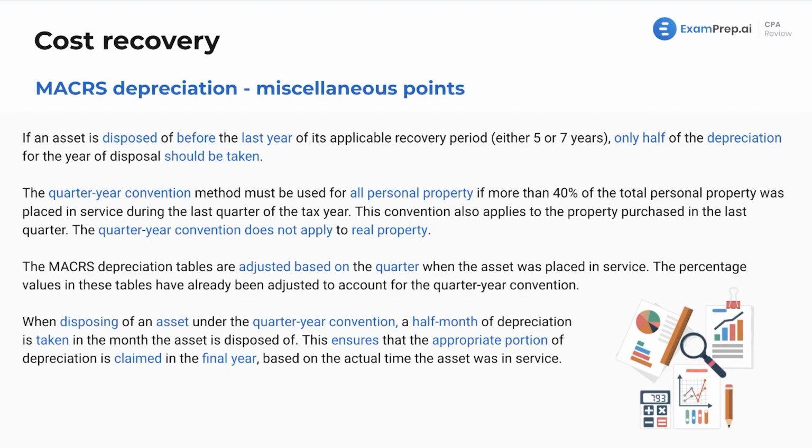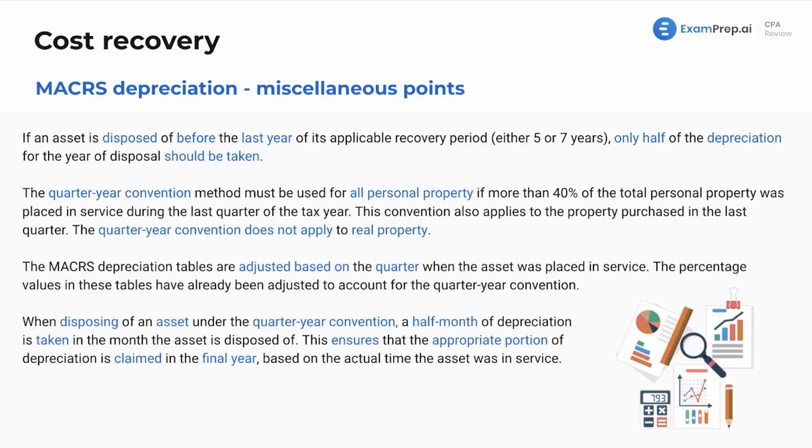Now, the quarter-year convention method must be used for all personal property if more than 40% of the total personal property was placed in service during the last quarter of the tax year. This convention also applies to the property purchased in the last quarter. The quarter-year convention does not apply to real property. These are just some points we've seen as well. Want to make sure that you have those memorized.